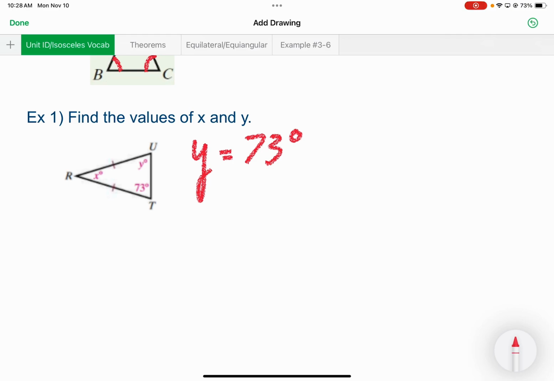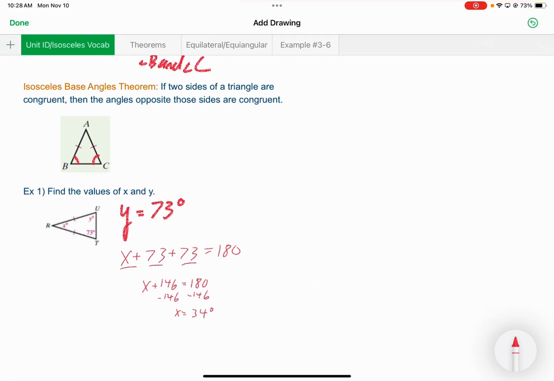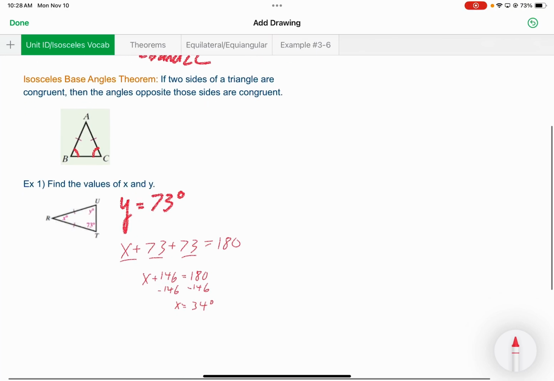Where did 146 come from, Landon? 73. Yeah, so if I show all the work, you guys are both right, but if I show all the work, it looks like this. We add together the three angles of the triangle, and then we set it equal to 180, okay? So then x plus, Landon said 146 equals 180. I take 146 away from both sides, and then I get x equals, Braden, what'd you say, 34? Yeah. So 34 degrees is what x is going to be, okay? All right, easy enough. If I know two sides of a triangle are congruent, then I can say that my base angles are also going to be congruent. Okay?